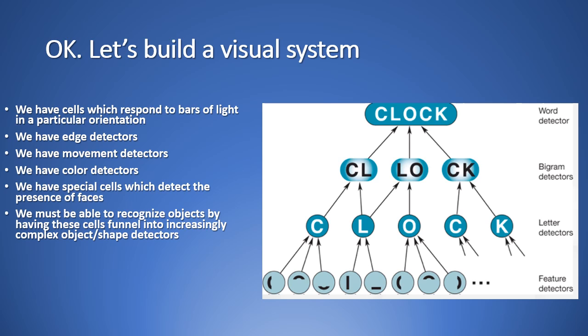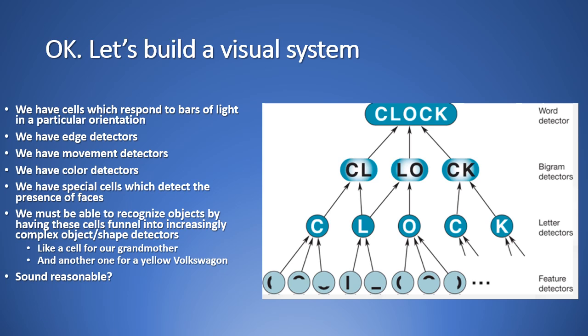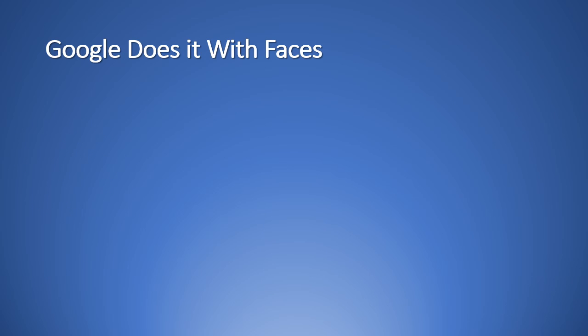So it seems like we should be able to recognize objects just by having these cells funnel into increasingly complex objects or shape detectors. So then we would have, for example, a cell which represents our grandmother, and another cell which represents yellow Volkswagens. So how's that sound? Sound reasonable to put that together and call it good? So it feels like we should be able to use this process to really build a visual system, right?